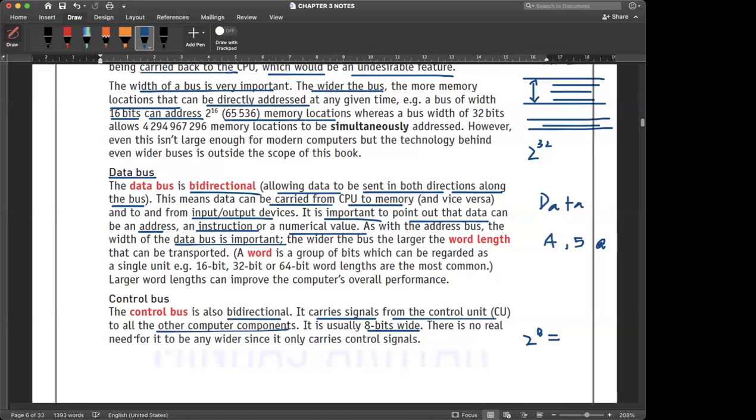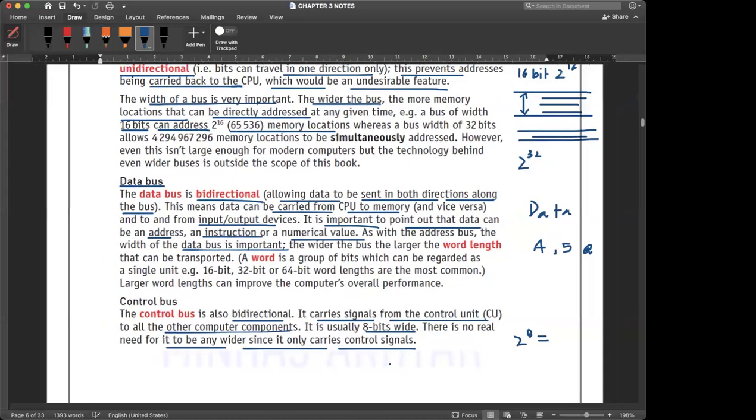So there is no real need for it to be any wider since it only carries control signals. Yes, it is not going to send or receive the data. It is just going to send and receive the signals. So I think 8 bits wide is enough. It is enough. Any confusion?